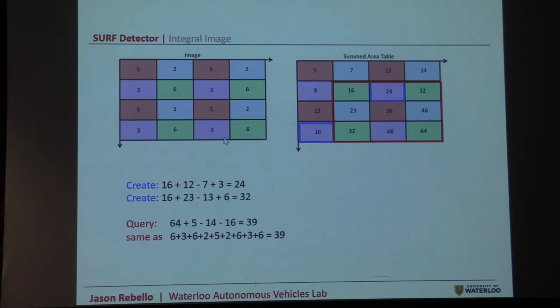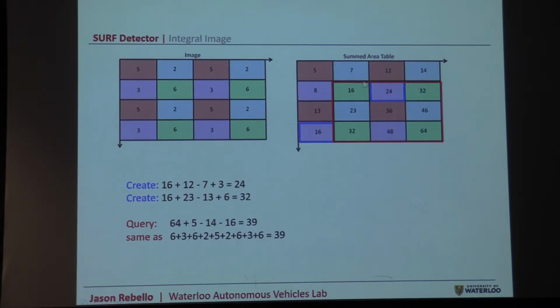And so what we have to do is, when we're trying to get this value 24 over here, we take 16 plus 12 minus 7, plus the original value 3, in order to get this value of 24 over here. This 24 value is equivalent to summing these 6 values over here. Is that clear so far? Okay, so that's how we create this whole sum table.